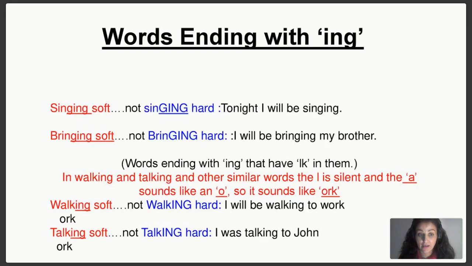Bringing, not "bringin". I will be bringing my brother. Okay. And it's the same with words with like walking and talking. The L and K, the L is silent. So you would say, it sounds like "ork". So walking, talking. Okay, so just try and make that last G soft. It's just walking, not "walkin". Okay, so I will be walking to work. Walking, ing, just a slight ing at the end.